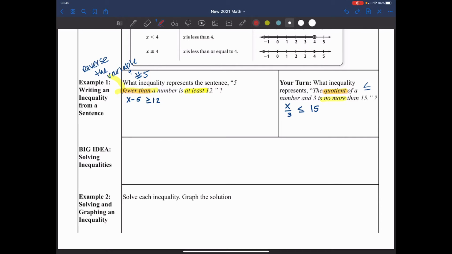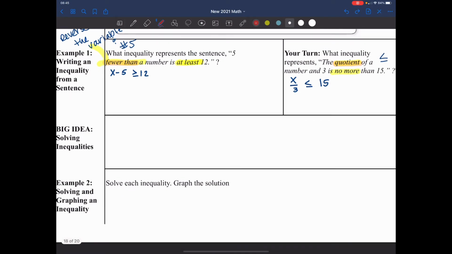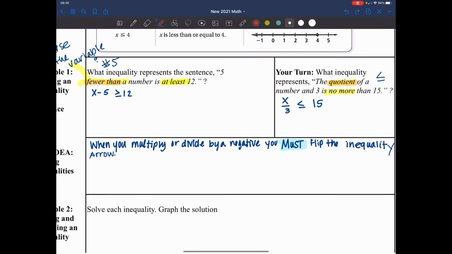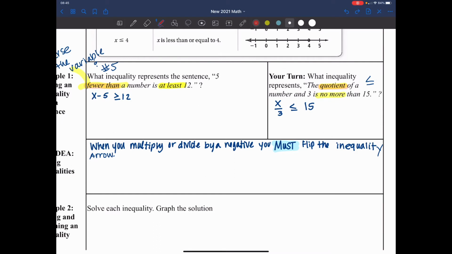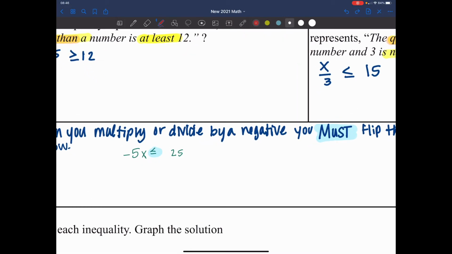So now we're going to have a discussion about the big idea. So the big idea basically is solving inequalities. When you solve inequalities, there's a very specific rule that you must have. And that rule is when you multiply or divide by a negative, you must flip the inequality arrow. So here's an example. Suppose I have negative 5x is less than or equal to 25. I want to solve for x. So to solve for x, I'm going to divide both sides by negative 5 so I can get x on its own.